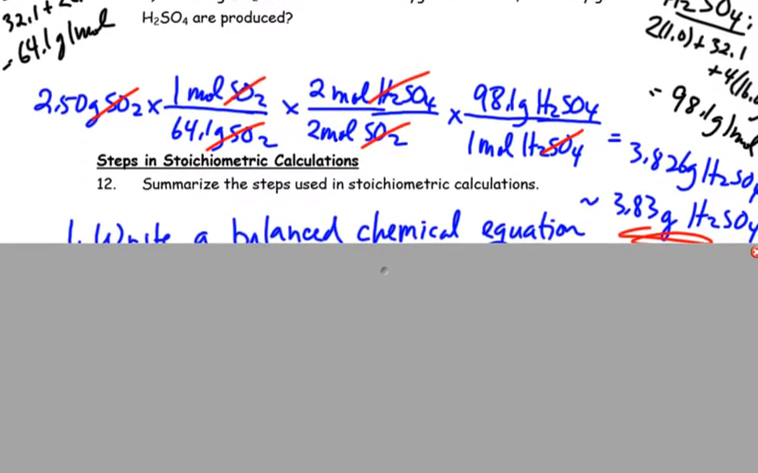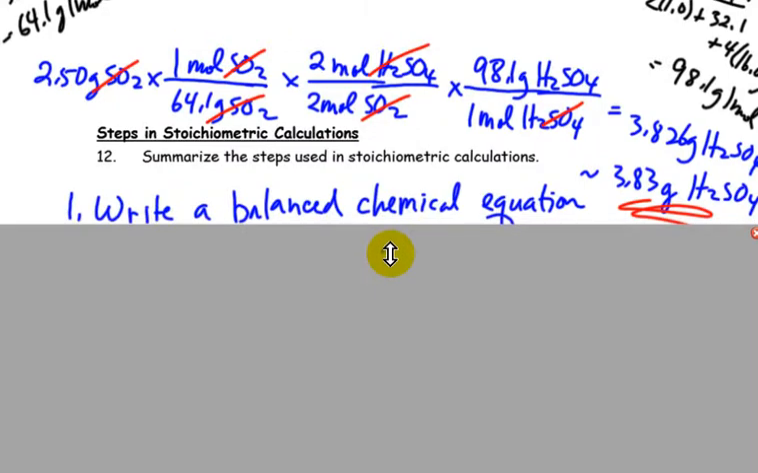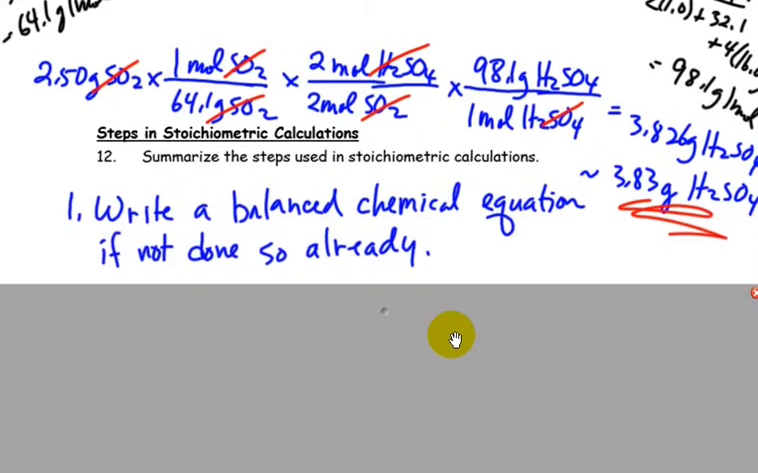So to summarize, the steps used, I'm going to summarize it using the big question here. There are some optional things here if you're just going mole to mole. First thing you need, though, is a balanced chemical equation. Some of them I gave you, some of them you'll have to figure out, but hopefully you remember how to do that from FC1.